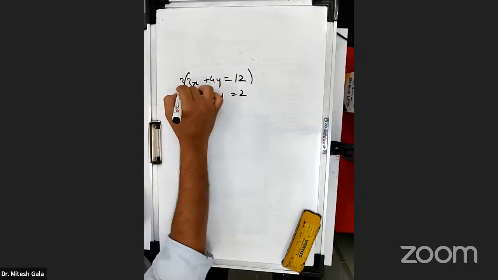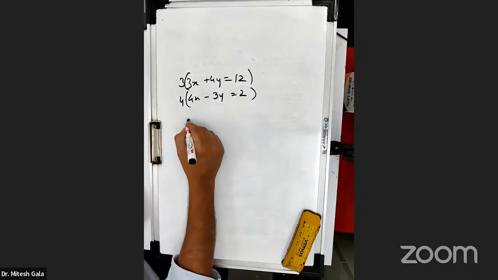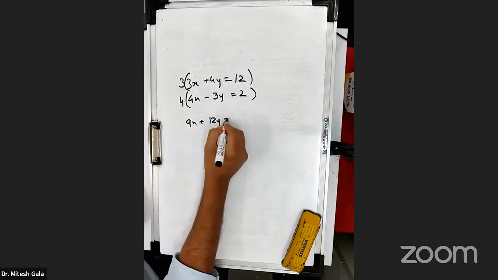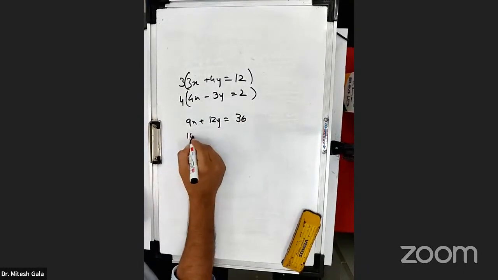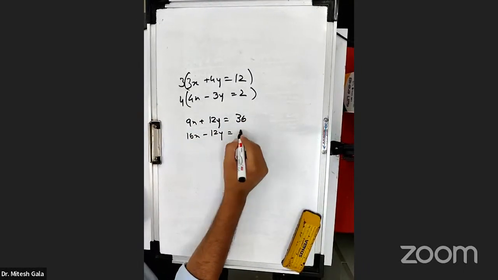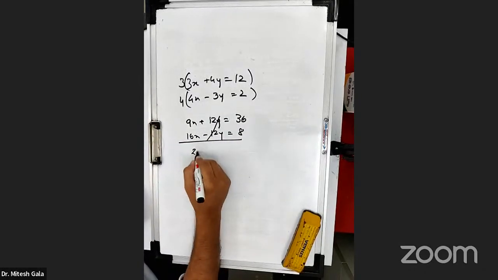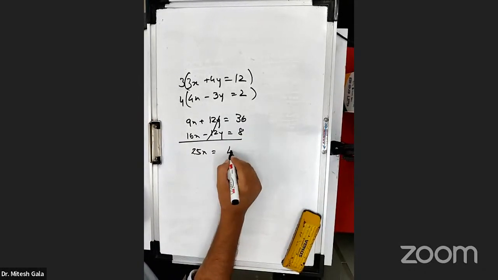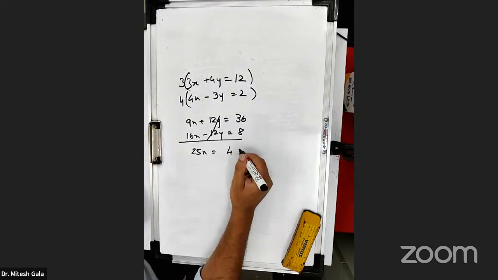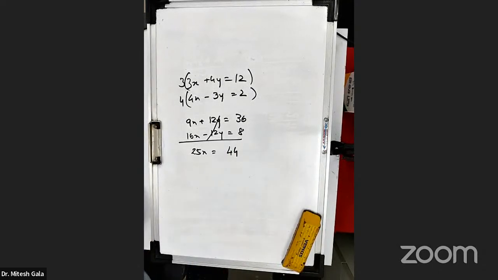So multiplying this by 3 and this by 4, it will be 9x, 12y, 36, and 16x, 12y, 8. The y terms cancel, 25x equals 44. Oh, something's wrong. Check if anyone's getting the same or if I have made a mistake. Could you show the question again? Check if this is correct or wrong.